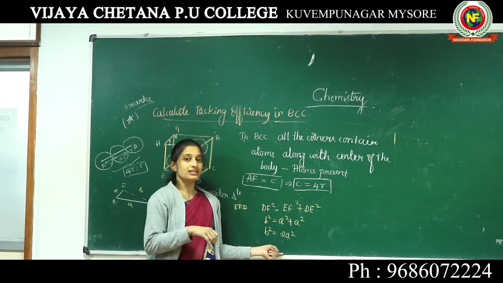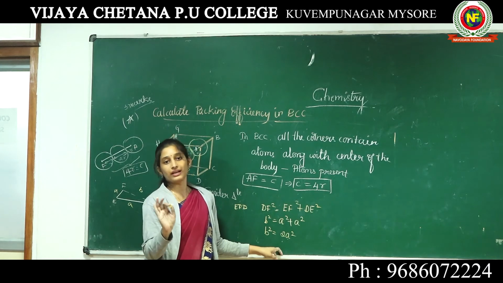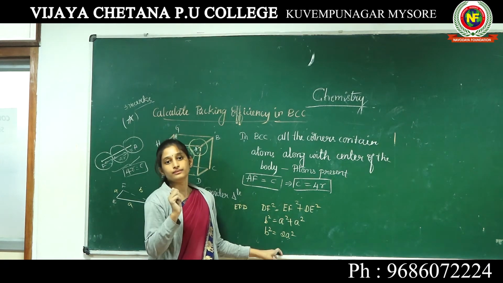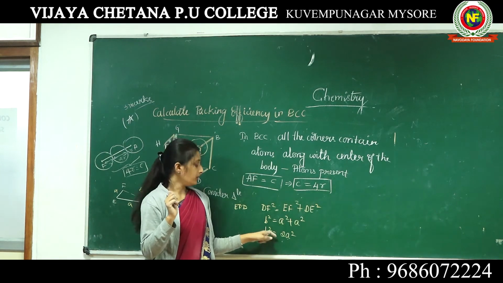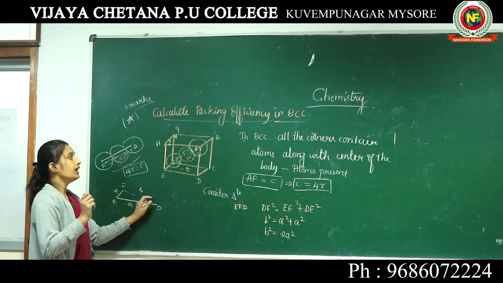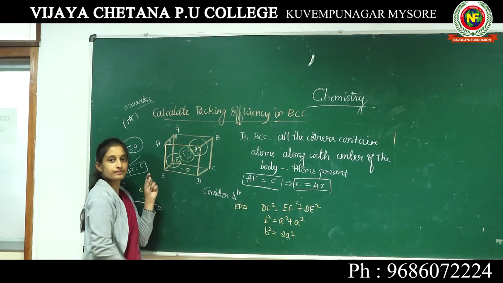In the previous case, in FCC, we did like that. But here I am not doing like that. I am not solving for B. I will keep it as it is, B square. Why? I will explain this. See, now I am going to consider this triangle AFD.